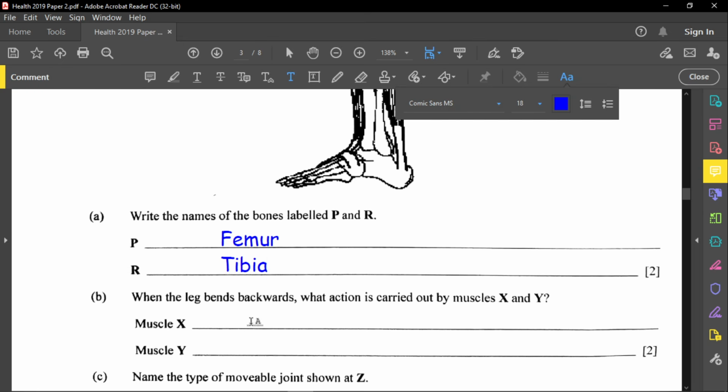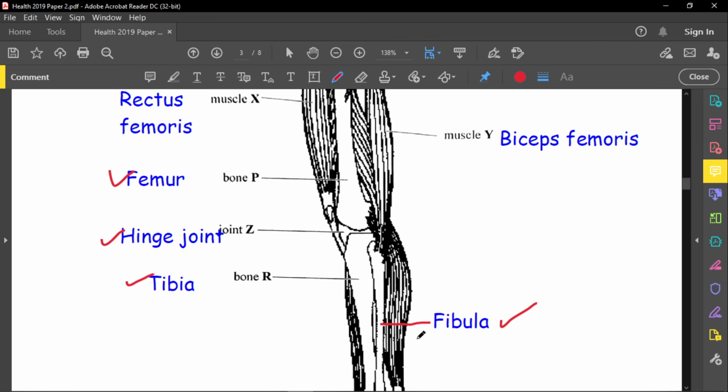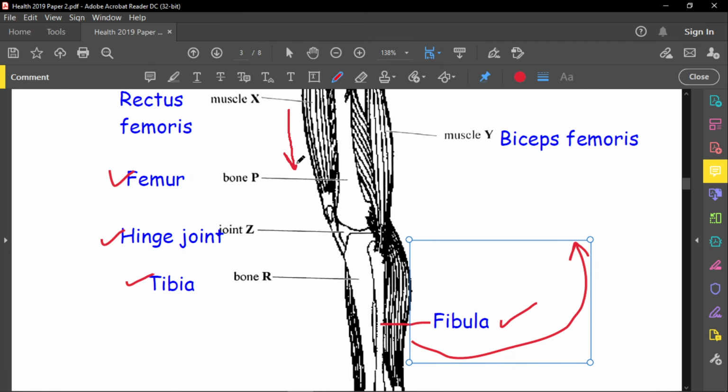Now for part B, it's when the leg bends backwards, what action is carried out by muscle X and muscle Y. So I'm going to show you something right here. If the leg is going backwards, which means that you're bending the leg this way, going that direction, what is happening to muscle X and muscle Y? So if your leg is going down, muscle X, as a matter of fact, will be going down, which means it's getting longer. And the word for that is relax. And while this one is going up, which means it's getting shorter, it contracts.